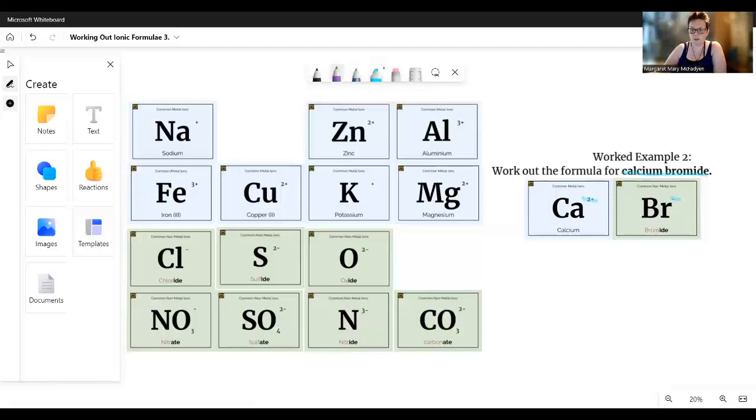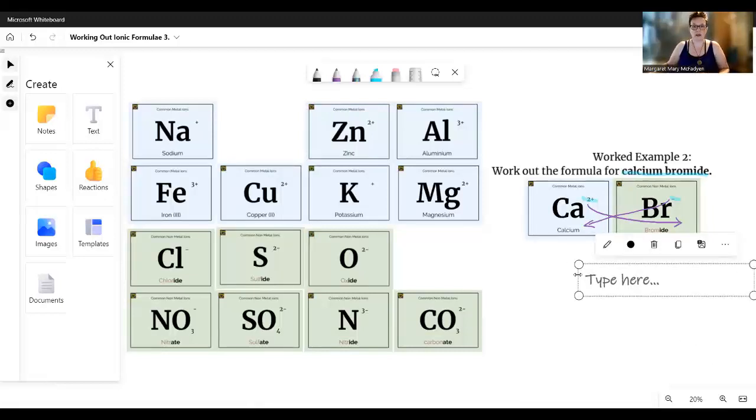What you do is you take the number on the ion. So this 2 from the calcium, we drag that and drop it down to the bottom right of the bromine. This invisible 1, there's 1 of them so we don't use a number, but this invisible 1 would then be dragged down here.